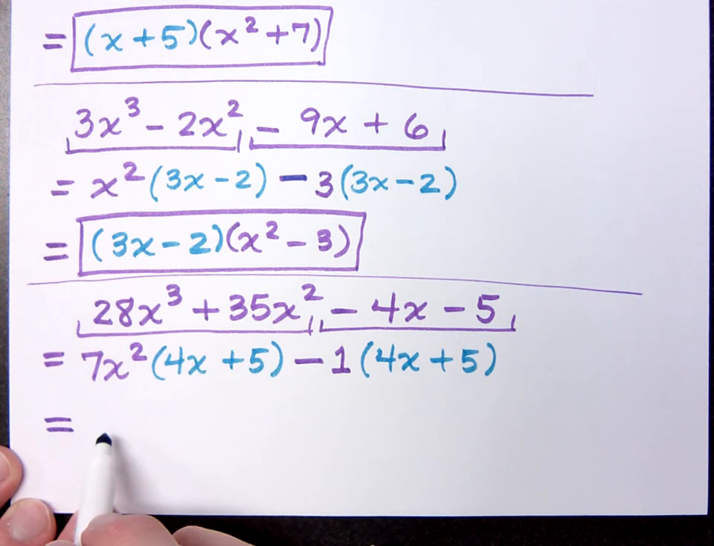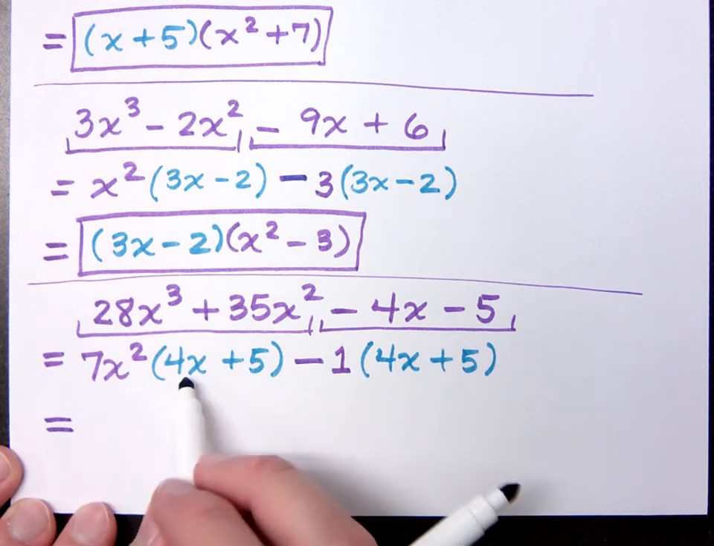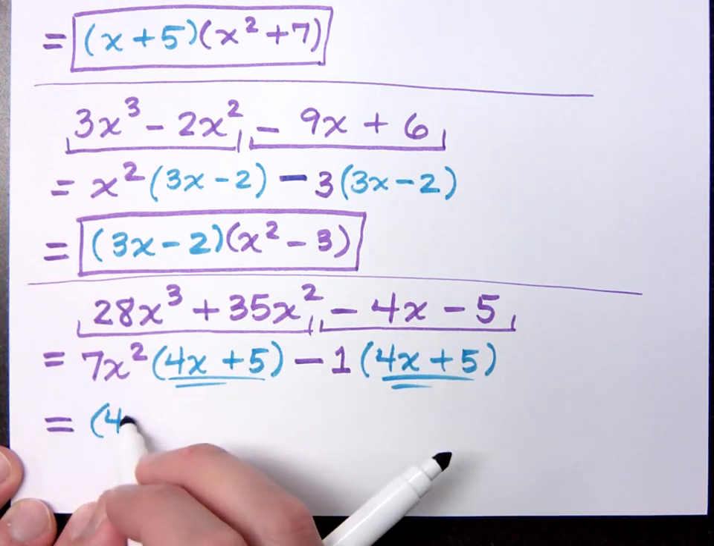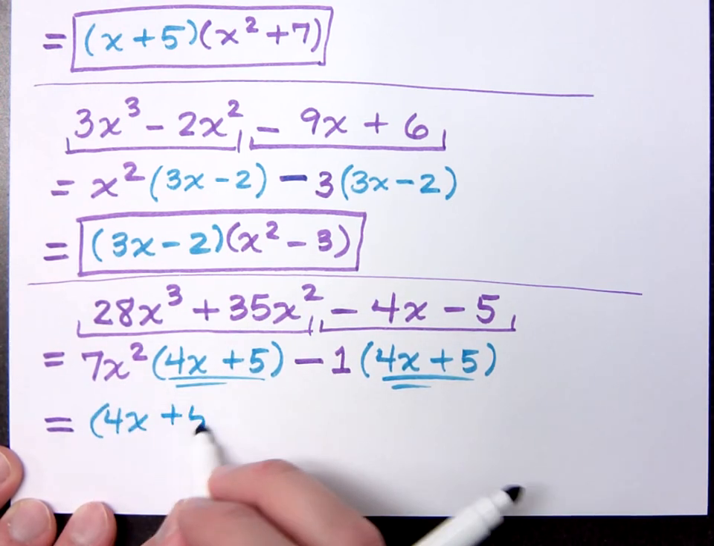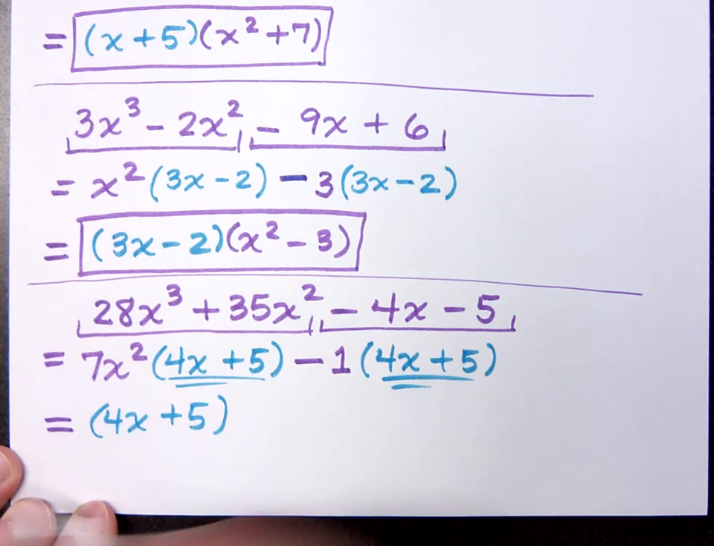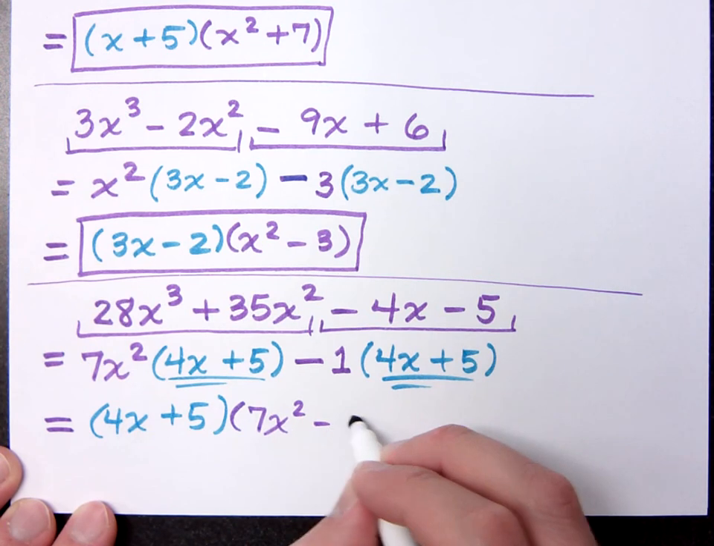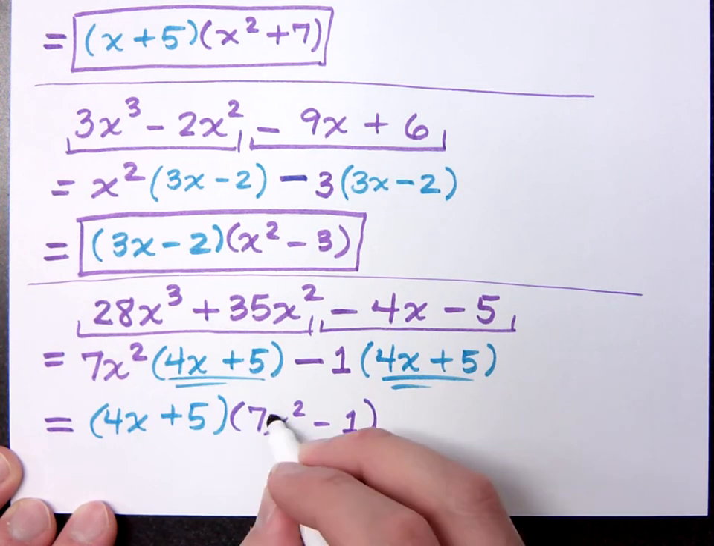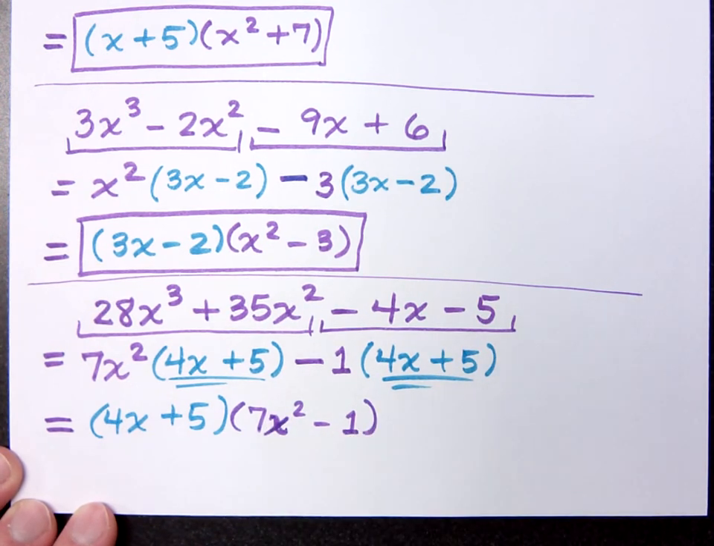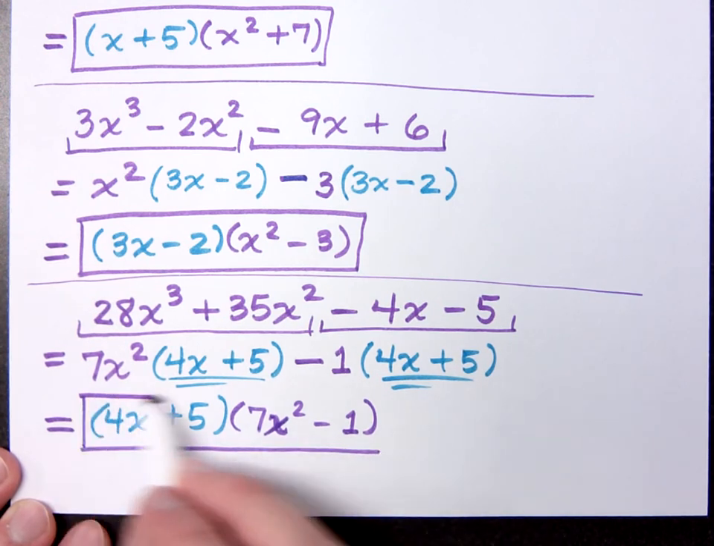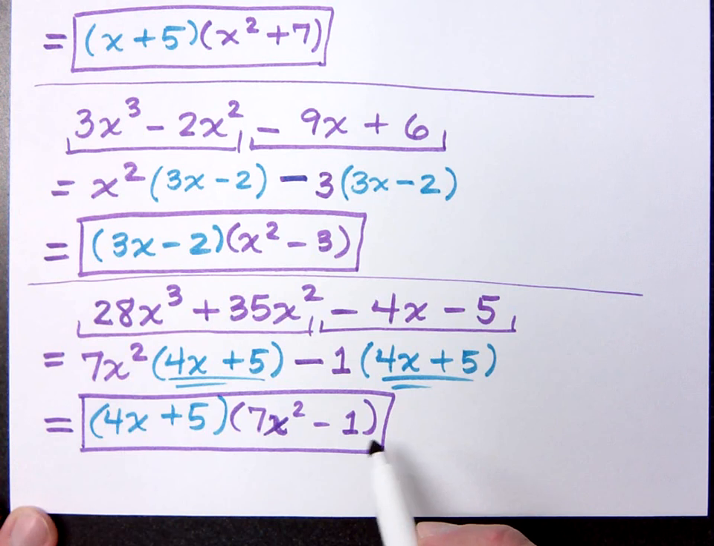Yeah, sure. Now, how do I finish factoring this guy? 4x plus 5 is the large common factor here. And the rest of it is 7x squared minus 1. Questions? No? Good.